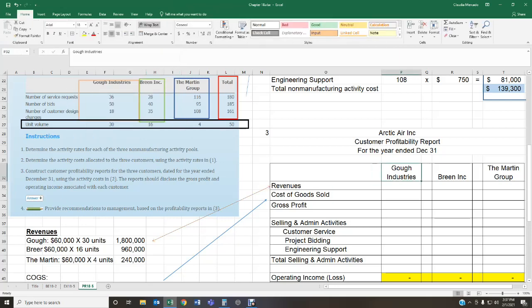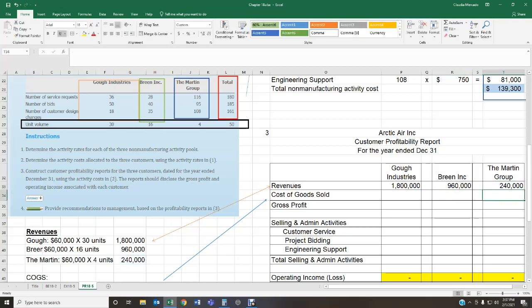So for Go, I've got 1,800,000. What I'm going to do is just link it. 1,800,000 for Go. For Bryn, I've got 960,000. And for the Martin Group, I've got 240,000.